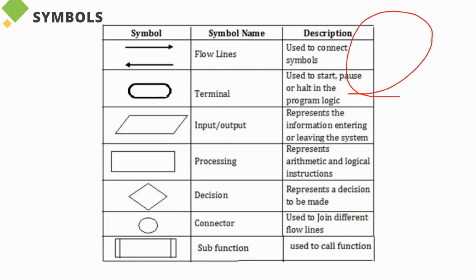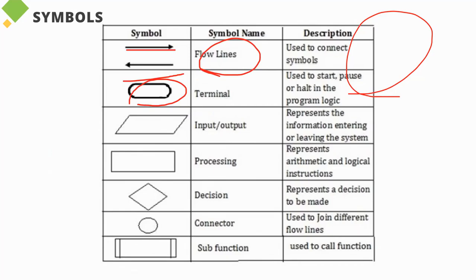Let's move on to next. As you see here, you see the symbols. This represents the flow lines. These are called the flow lines. They are used to connect the symbols. The terminal is used for the start and stop. Terminal is the start or a halt in a program logic.